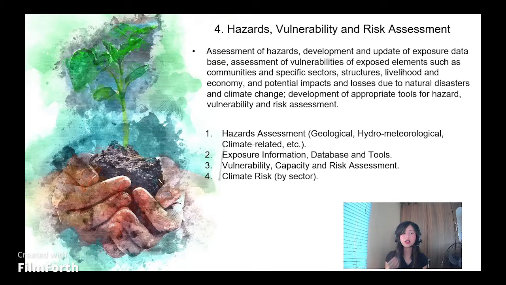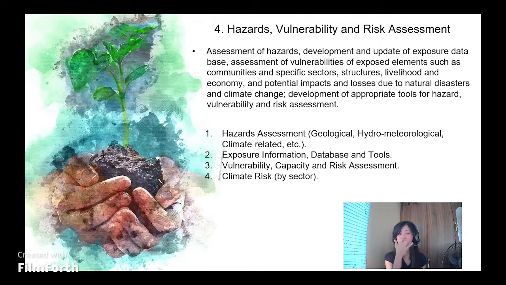So, the exposure database provides baseline information pertaining to the elements at risk. Elements at risk refer to the population, the assets, the structures, economic activities, and environmental resources.